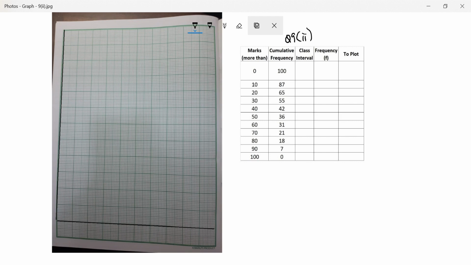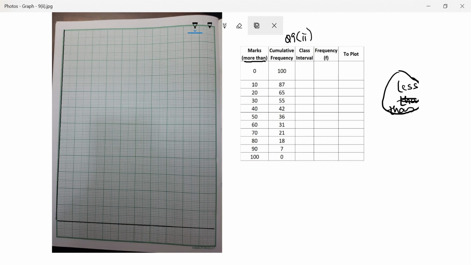It says marks more than. So this is a more than that they are talking about. Till now we've always talked about less than. So what is the difference? We've always talked about less than. Now this question talks about more than. So again, we don't have to create an ogive, but we need to create a frequency distribution table.